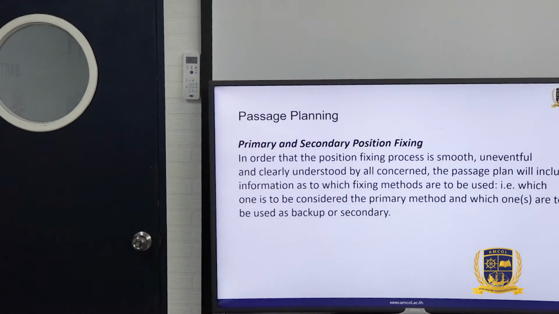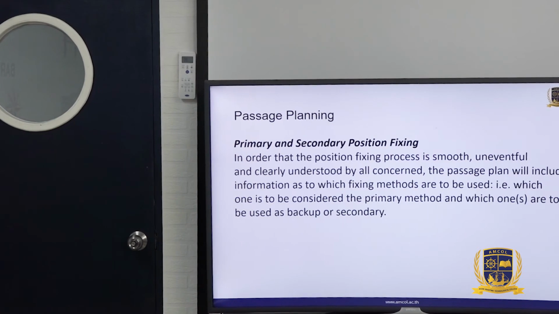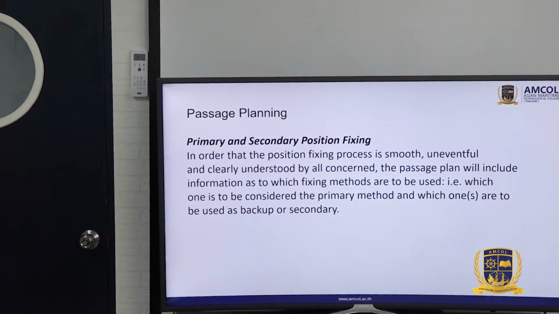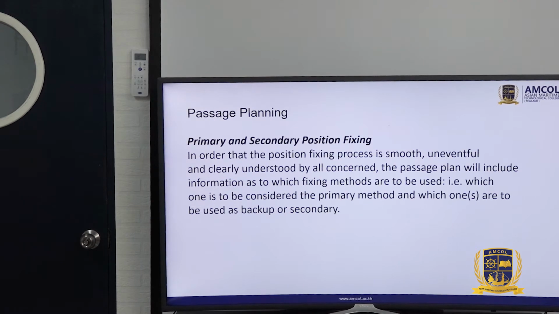So this is what we call primary and secondary position fixing. You will have to decide which is your primary means and which is your secondary means. For example, visual bearing and distance could be a secondary means. Primary means could be radar position fixing. A buoy, a floating object which you can take as a reference, could be a channel buoy, which could be a reference point but cannot be used as a primary means.